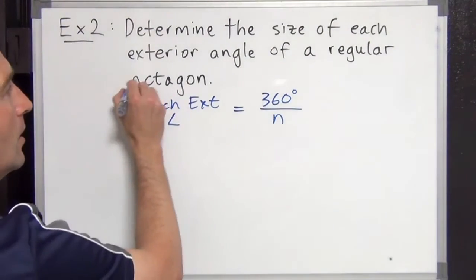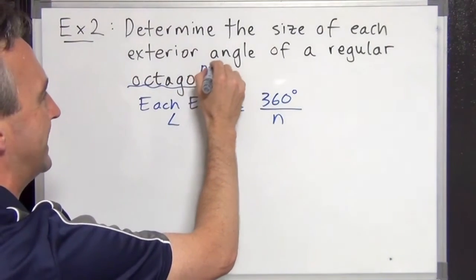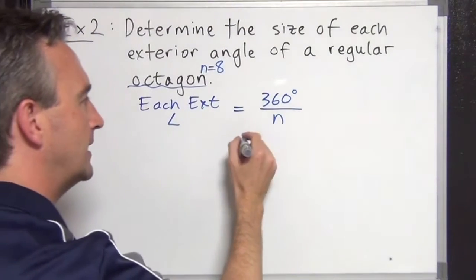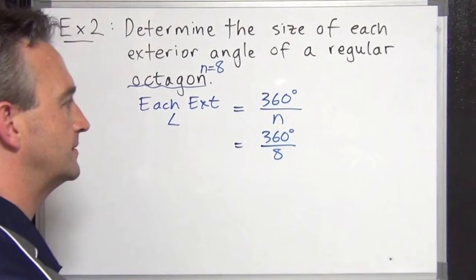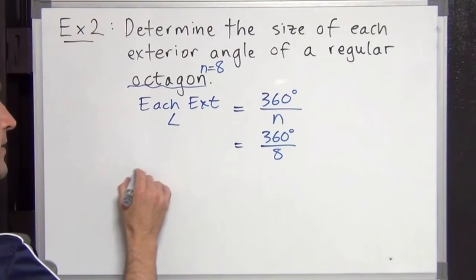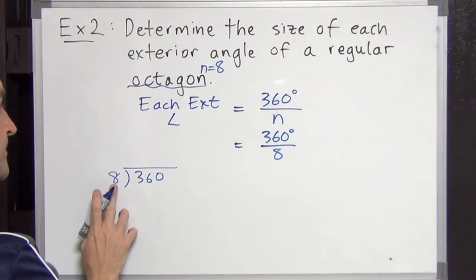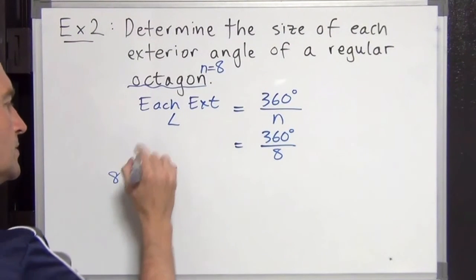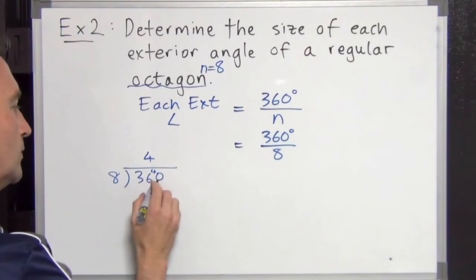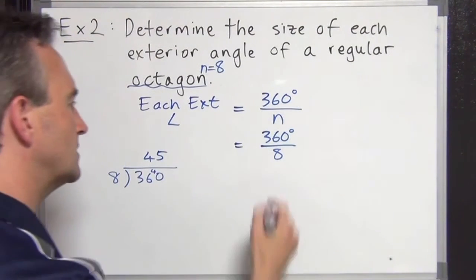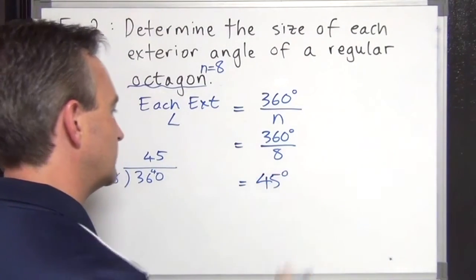Here we have an octagon. How many sides does an octagon have? Hopefully you remember, an octagon has 8 sides. Let's put that in. So it's 360 divided by 8. What's 360 divided by 8? 8 going into 360. 4 8s are 32, remainder 4. 8 into 40 goes 5 times. Okay, so it looks like each exterior angle is going to be 45 degrees.